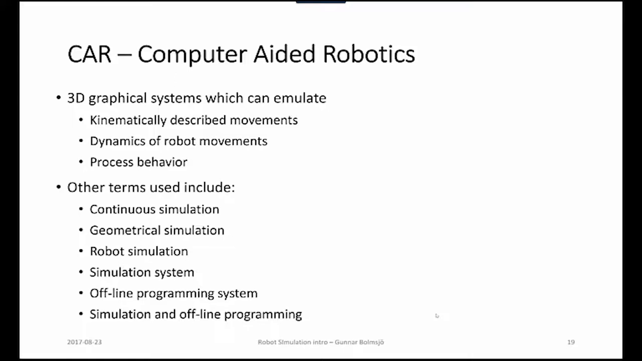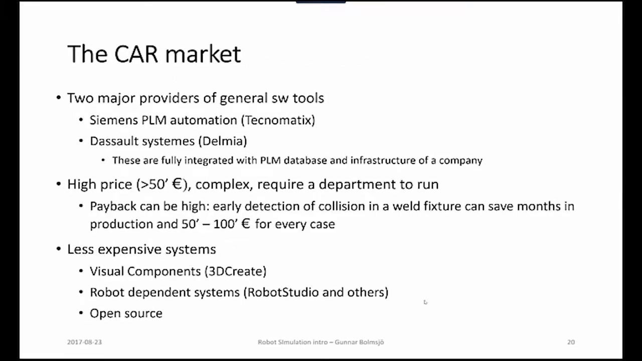Other terms used related to computer-aided robotics are continuous simulation, geometrical simulation, robotic simulation, simulation systems, offline programming systems, and simulation and offline programming. Within this market, there are two major providers of general software tools, which can do whatever you like. They are connected to other applications within the PLM automation software suite, product lifecycle management, and database systems. Those are provided by either Siemens or Dassault Systems.